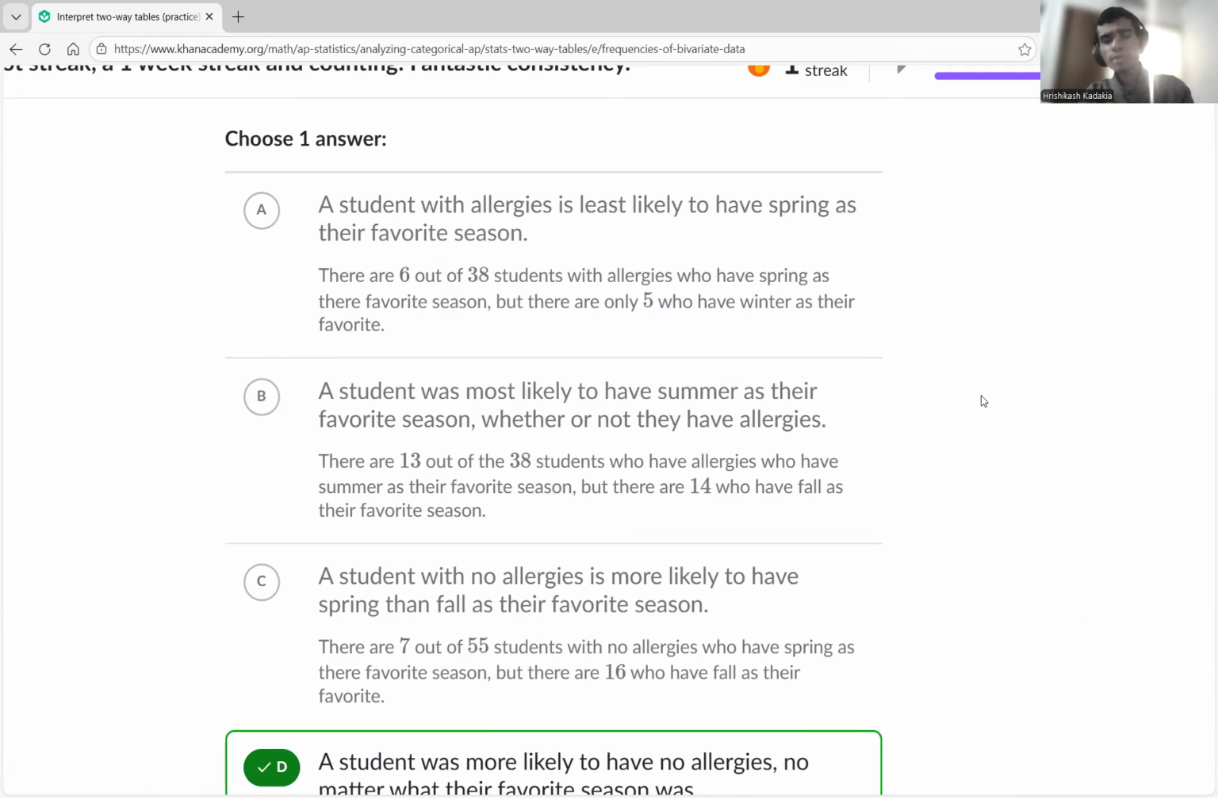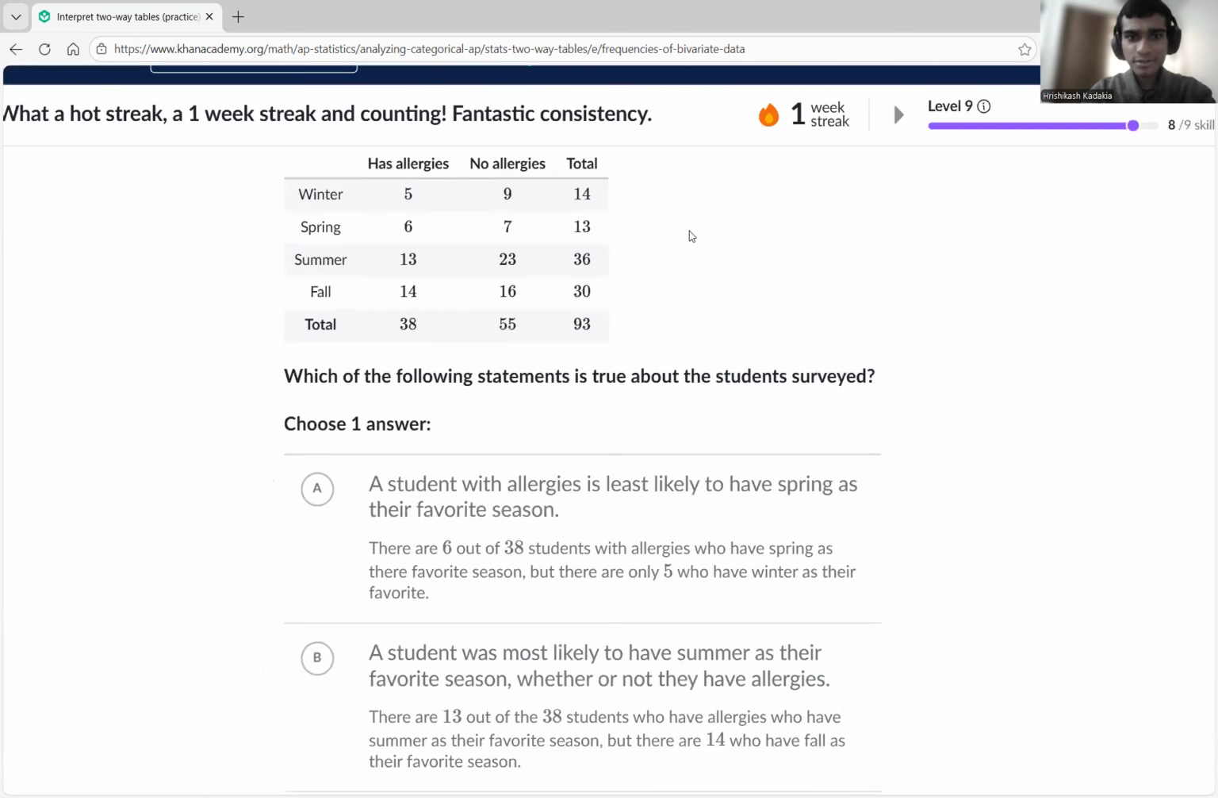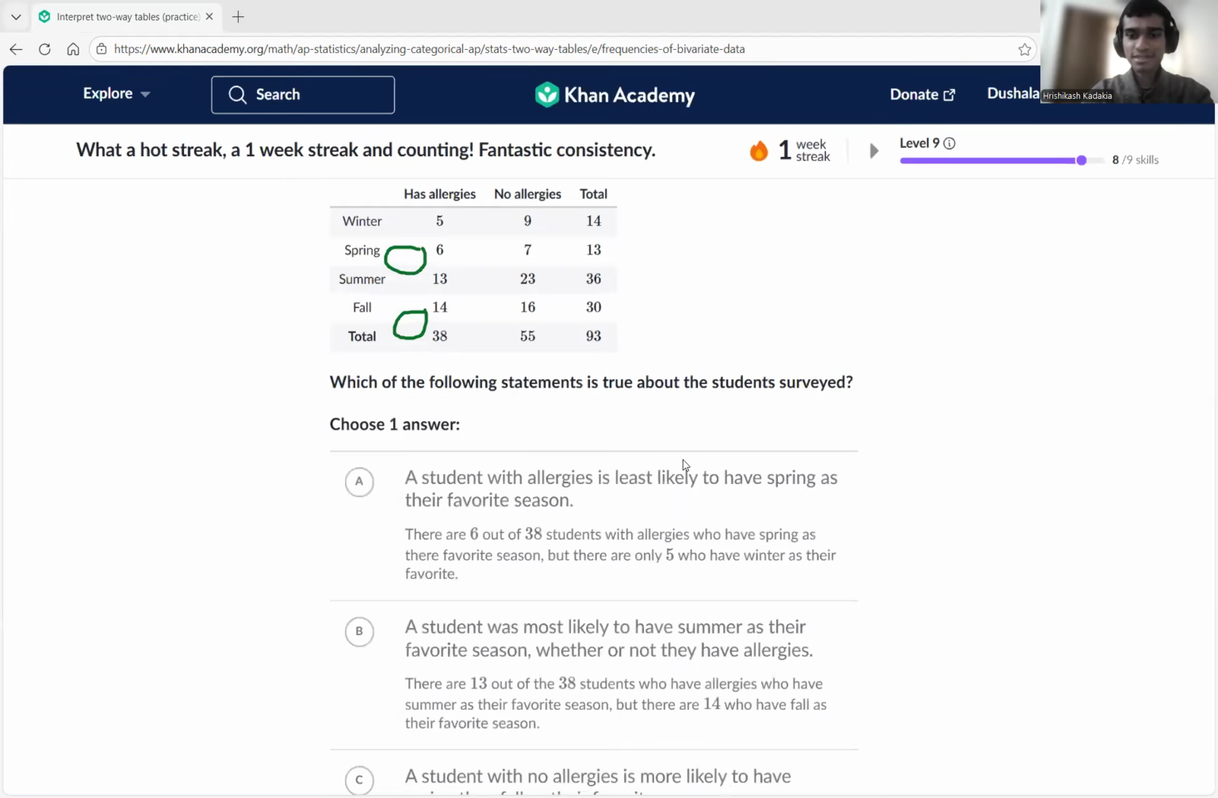For B, they're saying there are 13 out of 38 who have allergies. 38 have allergies. So whether or not they have allergies, we'll just see. More likely to choose summer. 13 out of 38 who have allergies have summer as their favorite season, but there are 14 who have fall as their favorite season. I think they're just trying to say here that 14 is the highest. 13 is actually lower. That is why B is incorrect.